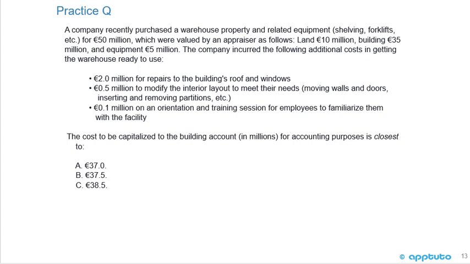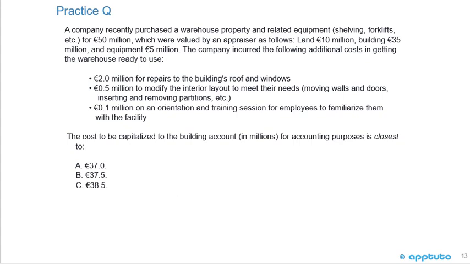A company recently purchased a warehouse property and related equipment, shelving, forklifts, etc., for 50 million euros, which were valued by an appraiser as follows. The land was 10 million euros, the building was 35 million euros, and equipment 5 million euros. The company incurred the following additional costs in getting the warehouse ready to use. 2 million euros for repairs to the building's roof and windows. €500,000 to modify the interior layout to meet their needs, moving walls and doors, inserting and removing partitions, etc. And €100,000 on an orientation and training session for employees to familiarize them with the facility.